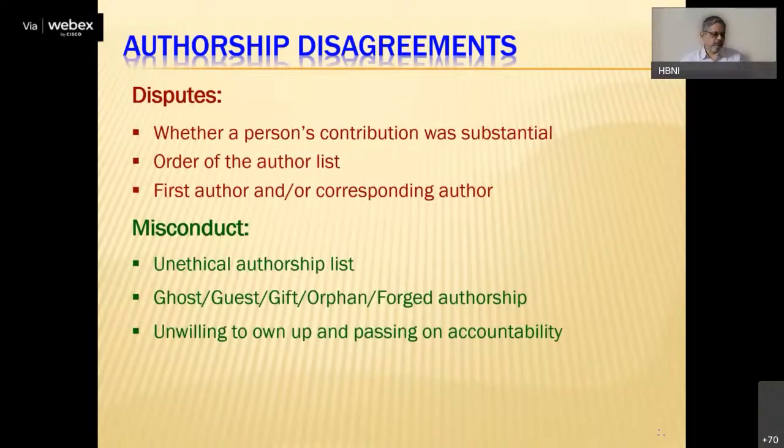The order of the author list sometimes, or maybe very often, is a point of dispute if it is not resolved in advance, because each person will feel that his contribution was maximum. The PI, the supervisor, may feel that he should be the first author, but the student may feel that, look, I have done everything, I have done all the work, I have analyzed the data, I have interpreted the data, I have also written up half of the manuscript. So my contribution is maximum, and so I should be the first author.